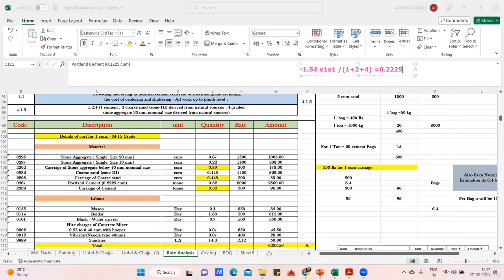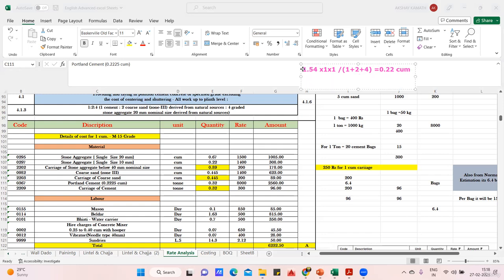Let me quickly do that. 1.54 divided by 4 plus 2 is 6 plus 1 is 7. So it is 0.22 I'm getting. In the code book, they have written 0.225. It's okay, you take 0.22, doesn't matter, cubic meter. Now I'll find the number of bags.